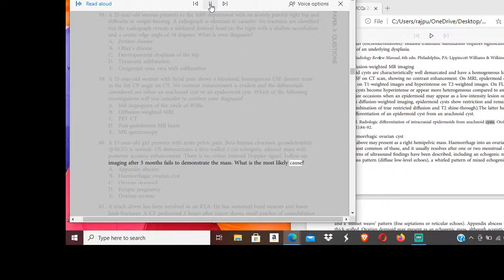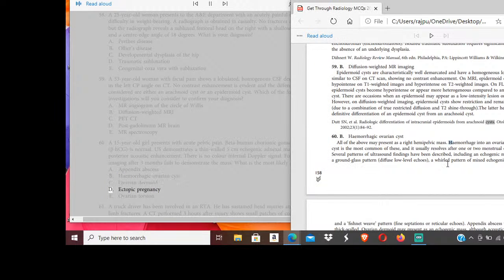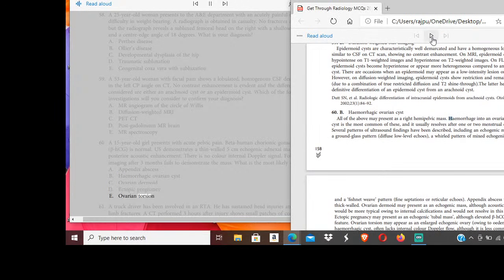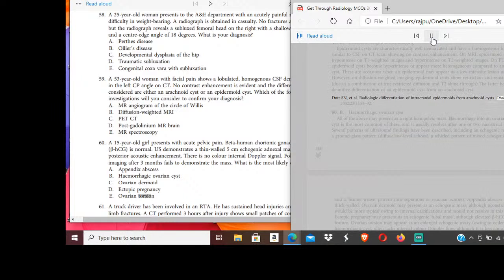What is the most likely cause? A. Appendix abscess. B. Hemorrhagic ovarian cyst. C. Ovarian dermoid. D. Ectopic pregnancy. E. Ovarian torsion. Cysts. Otol Neurotol.